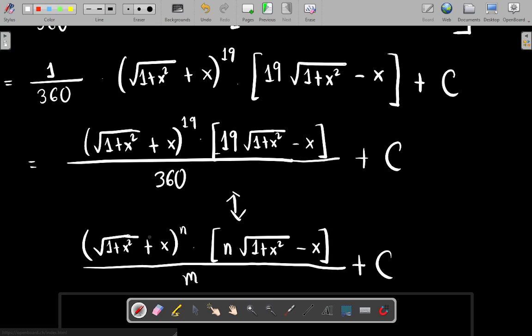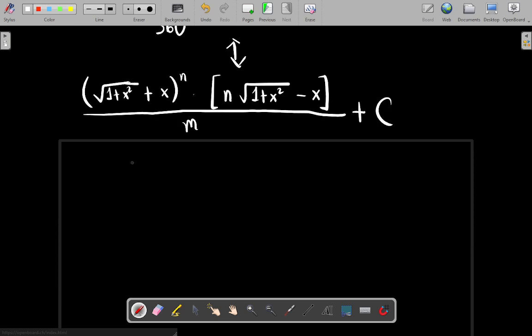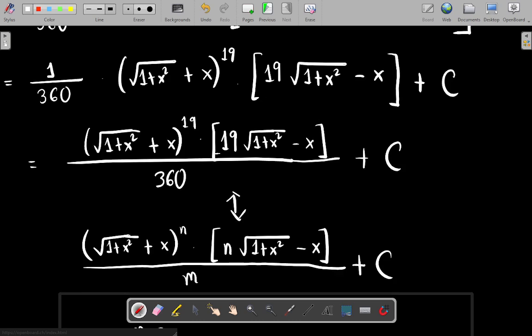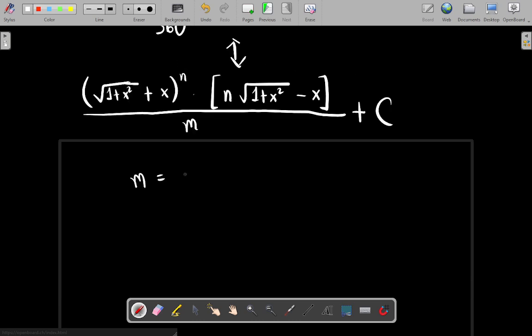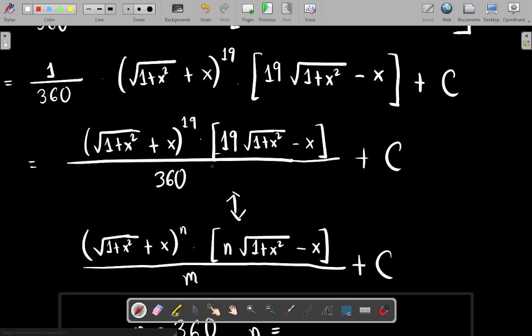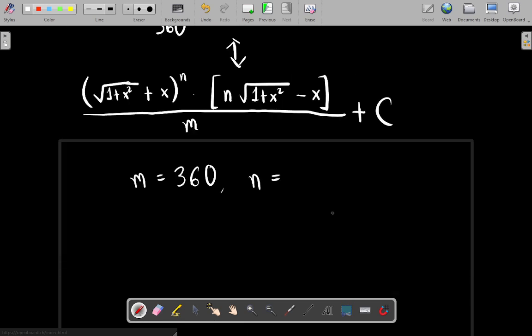Okay, so if we try to compare each of these terms on both sides, what we get is m, which is in the denominator, is equal to 360, and n is equal to, I believe, 19, right? So we have entirely solved this integral, and therefore m plus n is equal to 360 plus 20 is 380 minus 1, so 379. Okay, this is the required final answer.